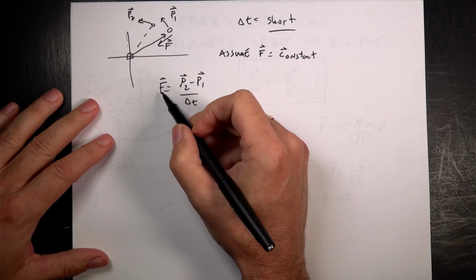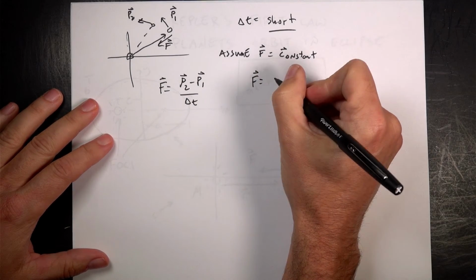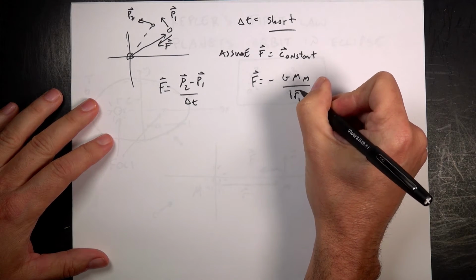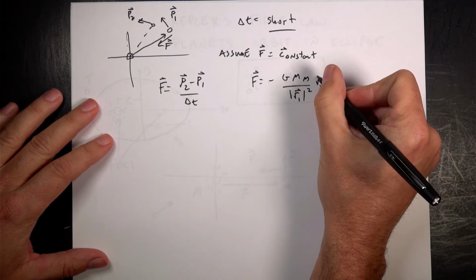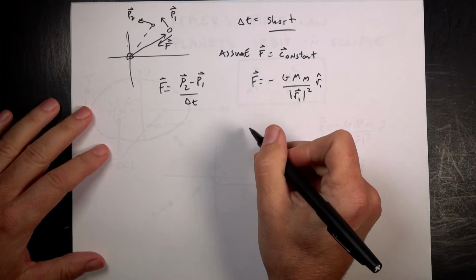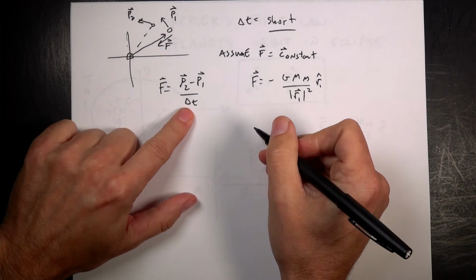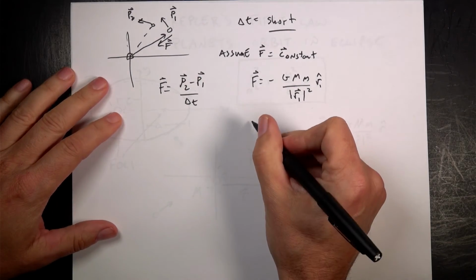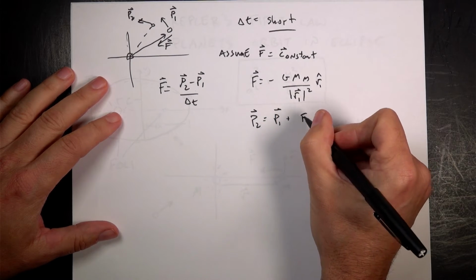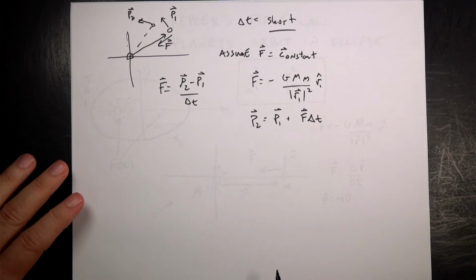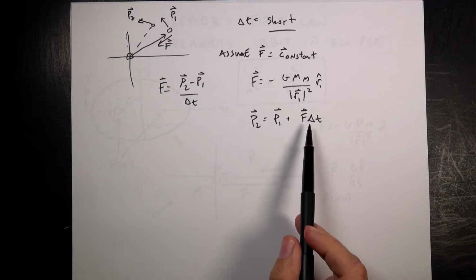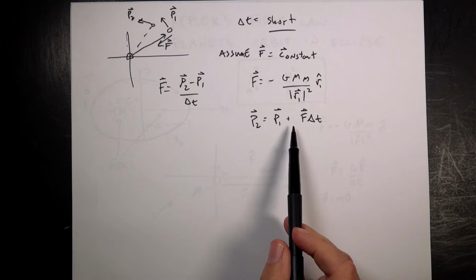I can first calculate F. So let's write that out. F is negative G M over R1 squared R1 hat. So this is the vector position at that location right there. That's R1. Then I can calculate P2 by multiplying by delta T and adding P1. So I get P2 is P1 plus F delta T. So I can update the momentum over that time interval assuming F is constant, which it's not. But if delta T is small, it's kind of true.